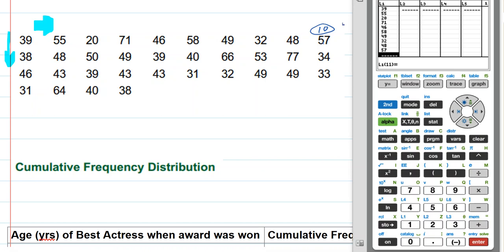Now I'll keep going. 38, 48, 50, 49, 39, 40, 66, 53, 77, 34. All right, so now the next part is 21.